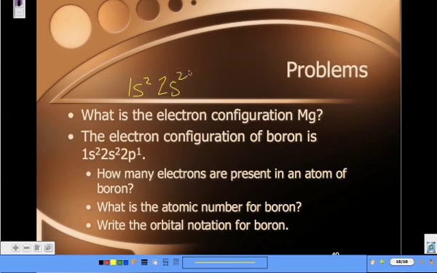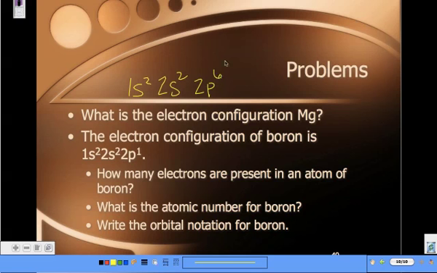Then what comes after beryllium? Boron, and what sublevel would that be? 2p. One, and how many? We're going to count across. 1, 2, 3, 4, 5, 6. So we'd have 2p6.